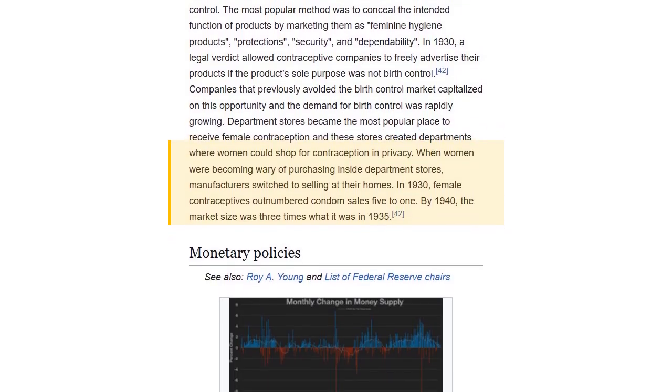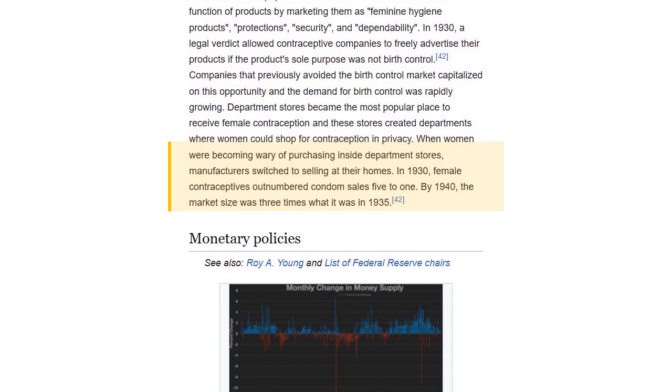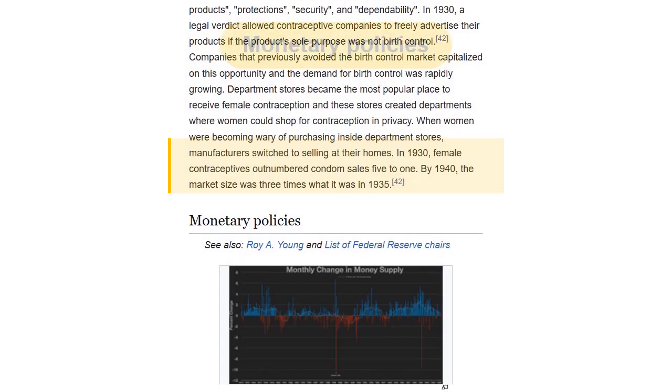In 1930, female contraceptives outnumbered condom sales 5-1. By 1940, the market size was 3 times what it was in 1935.